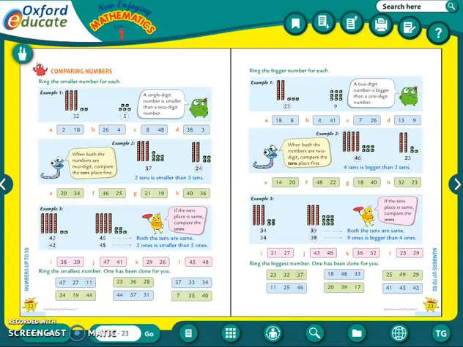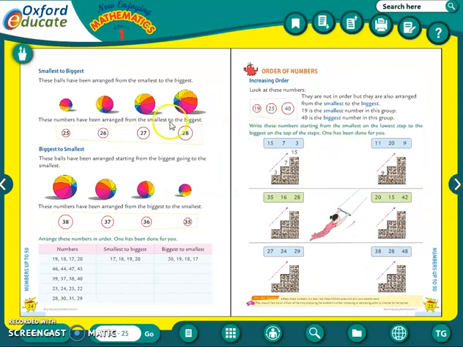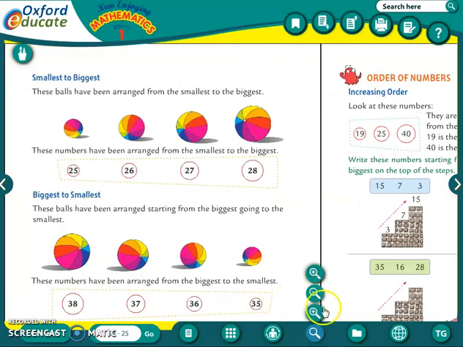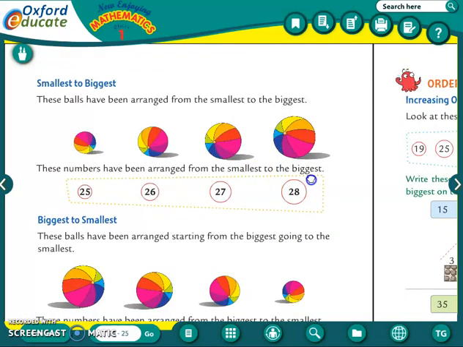Then in the textbook we have completed this much, the comparing numbers, smaller number and bigger number. Today we'll continue with the next page. Today we'll do this page, that is smallest to biggest. Now see this, smallest to biggest.